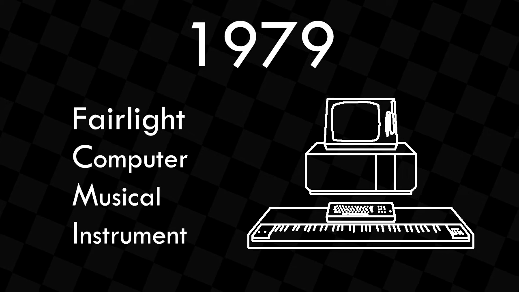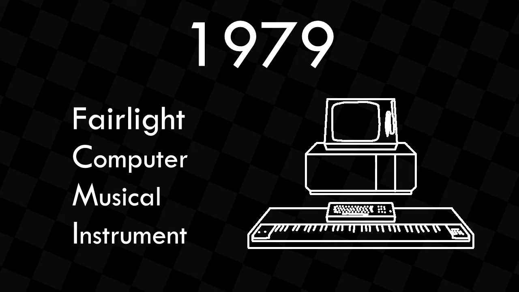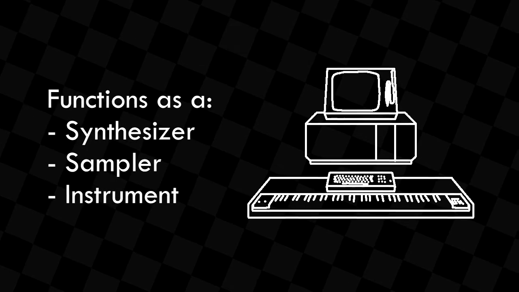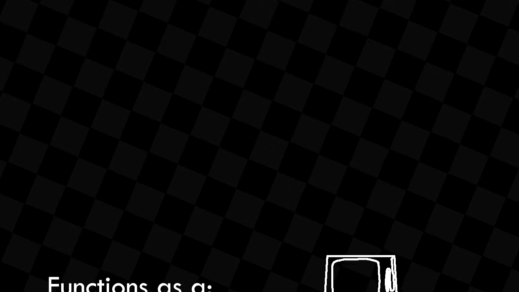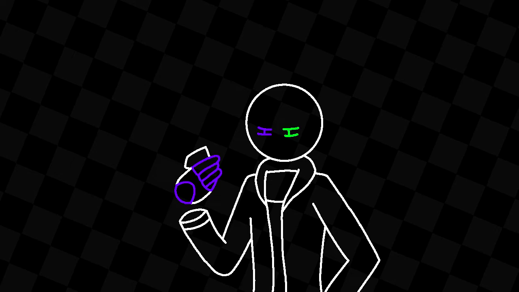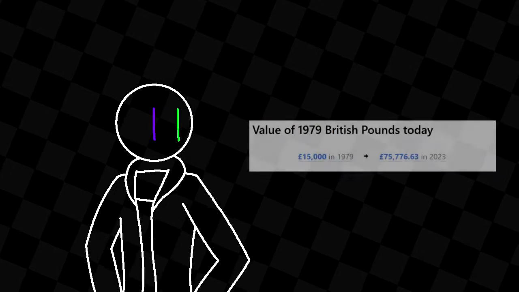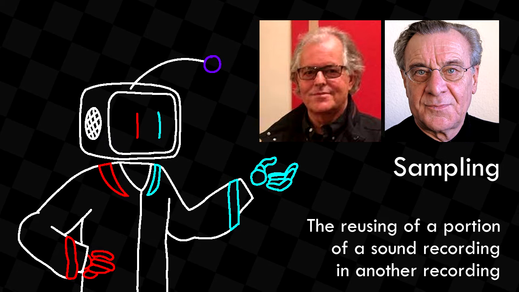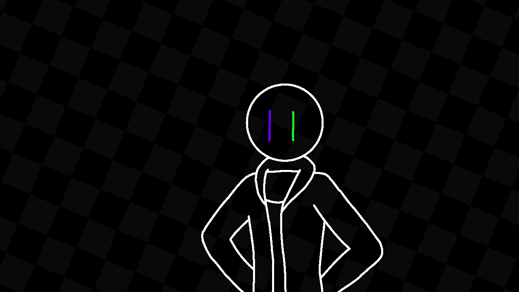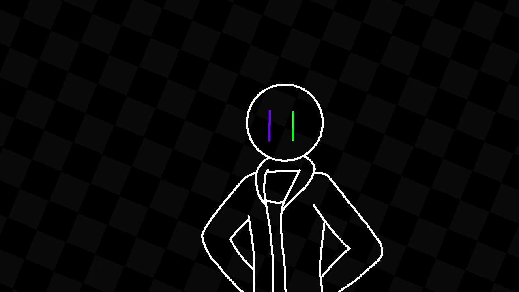In 1979, the Fairlight computer musical instrument was released and is one of the first machines to prove that SBS can be properly utilized. The CMI is a digital synthesizer and sampler, meaning it can make, play, and record sounds. All this for supposedly a mere 15,000 British pounds. In 1979. Today, that's, huh. Fun fact, the creators of the CMI, Kim Ryrie and Peter Vogel, were the ones who coined the term sampling.